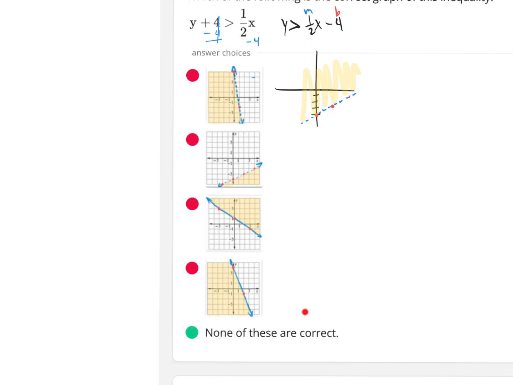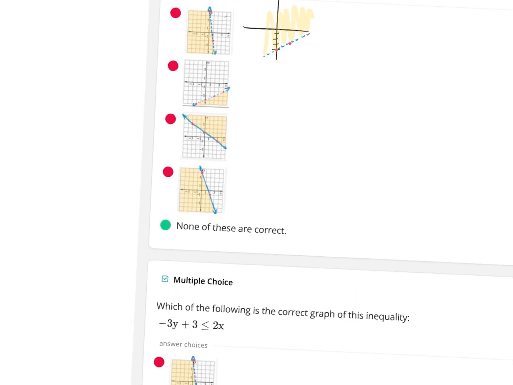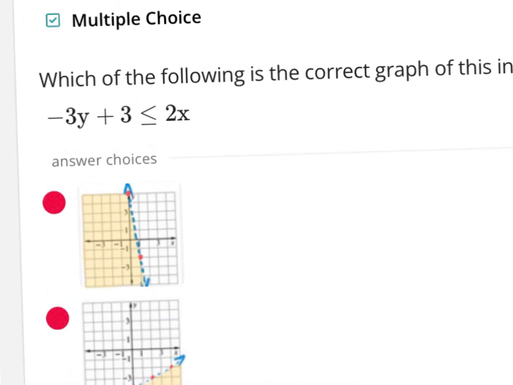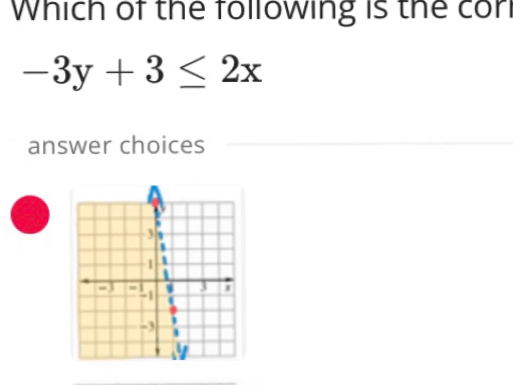So none of these is the correct solution for that one. Again, instead of looking at the different answers first, I recommend just writing it over, graphing it on your piece of paper like as a quick sketch, and then looking for it once you already have it sketched on your paper. So let's do the same for this one.